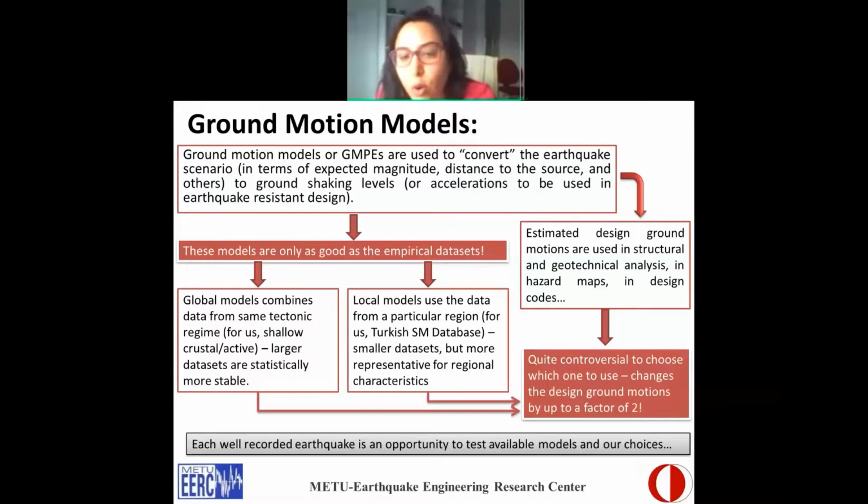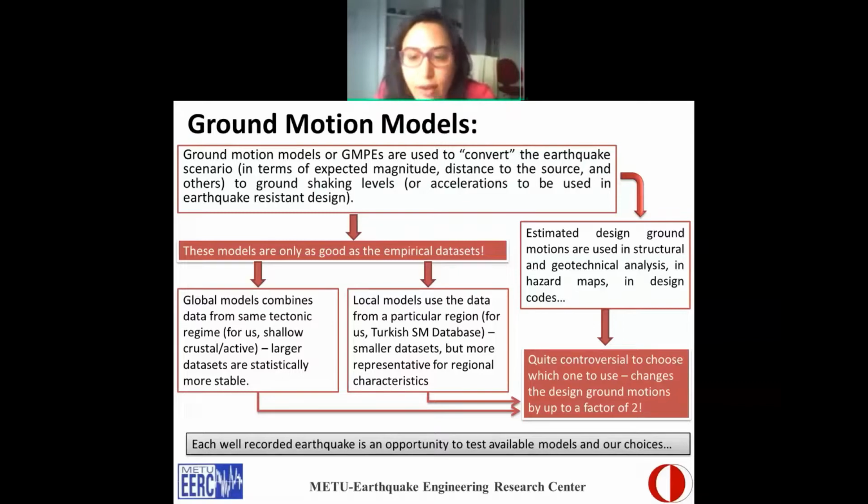The other option is to use regional or local models. The local models use the data from a particular region. For our case, this is the Turkish Strong Motion database. In that case, we will have a smaller data set, but the data set will be more representative of regional characteristics. We can use the ground motion models from both options, but it is quite controversial and a matter of discussion which one to choose, which one to use.